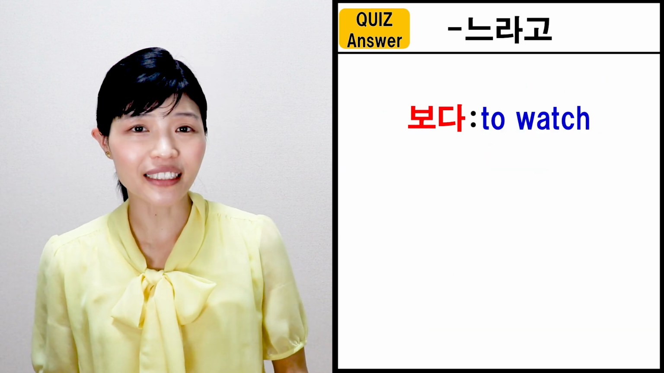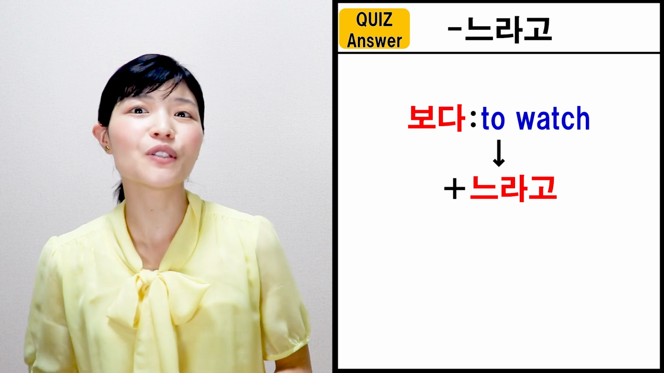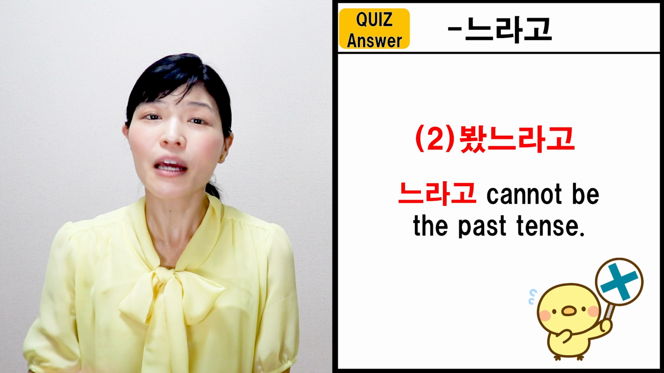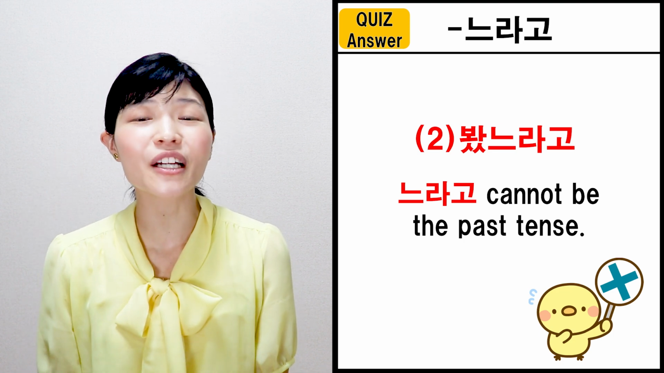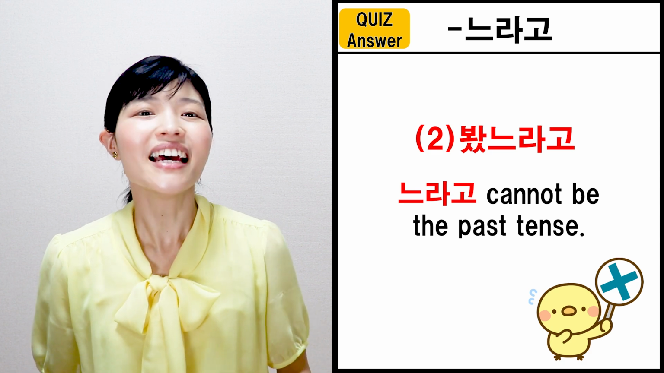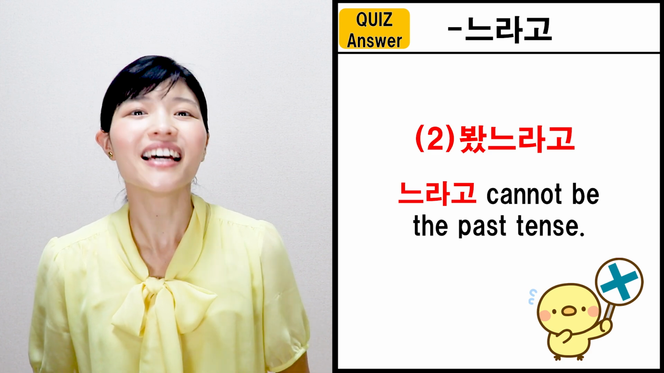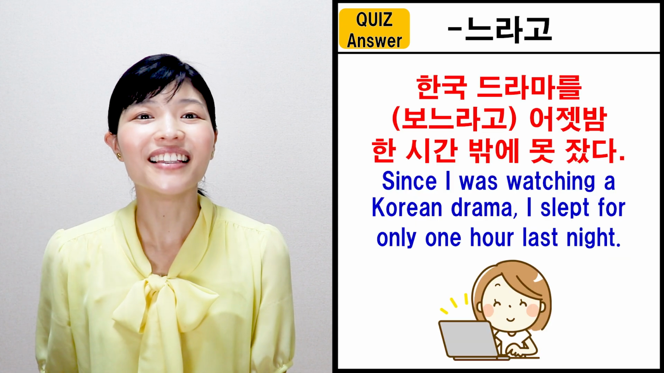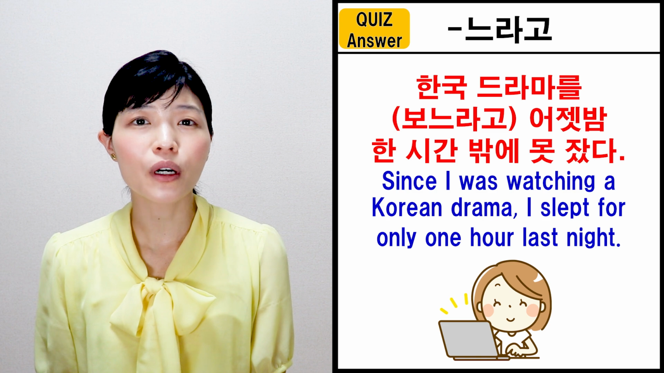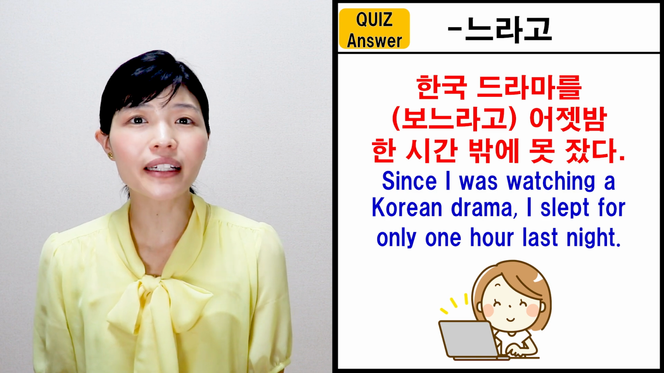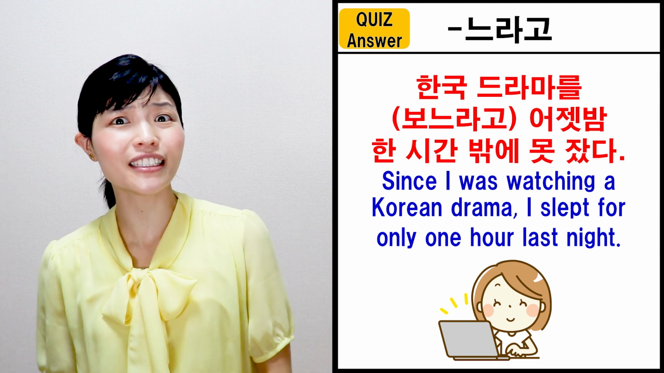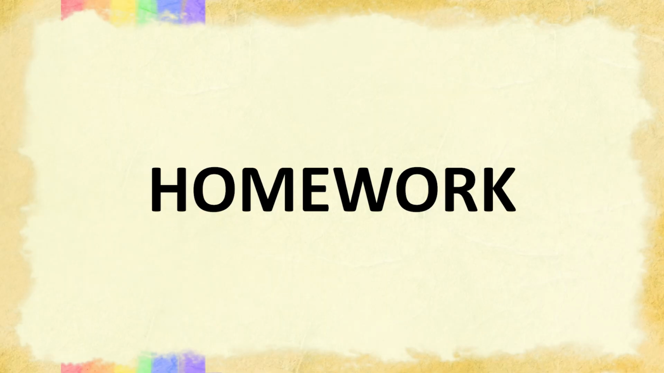보다 is to watch. You attach 느라고 to the stem to make 보느라고 since I was watching. Number 2, 받느라고 is incorrect because this 느라고 cannot be the past tense. It is always the present tense. So remember it. Then let's read the correct sentence. 한국 드라마를 보느라고 어젯밤 1시간밖에 못 잤다. Oh no! Be cautious of becoming addicted to Korean dramas. Oh!